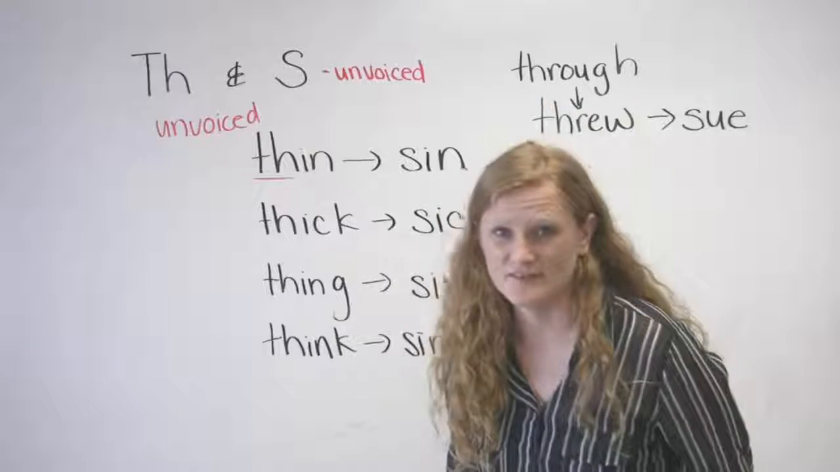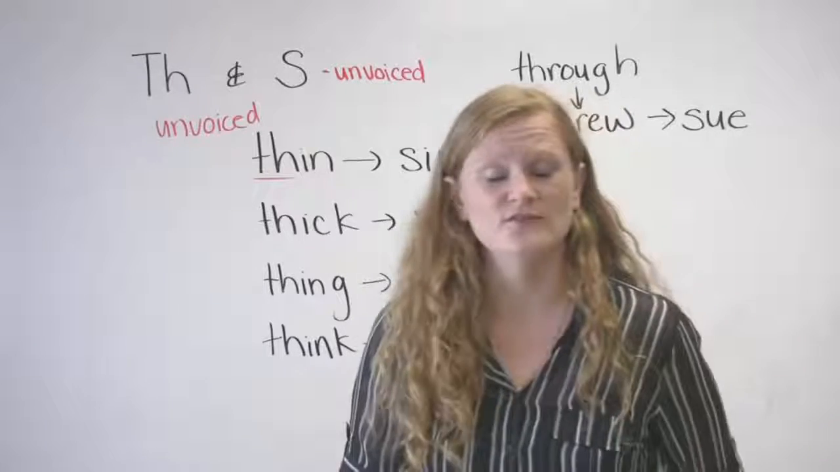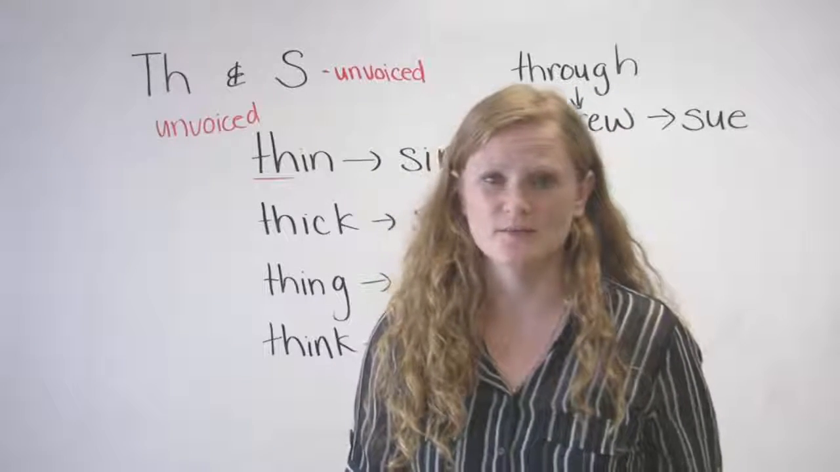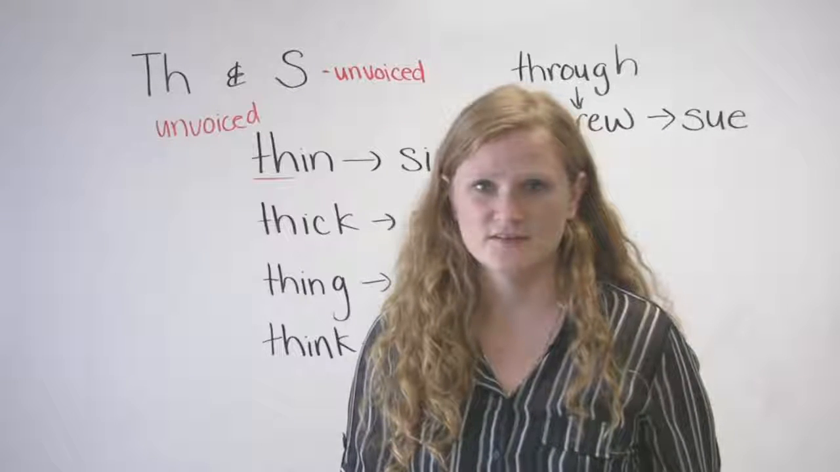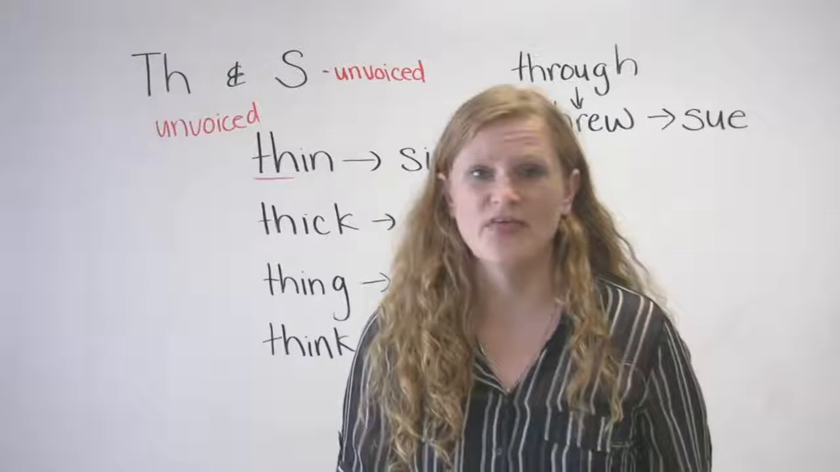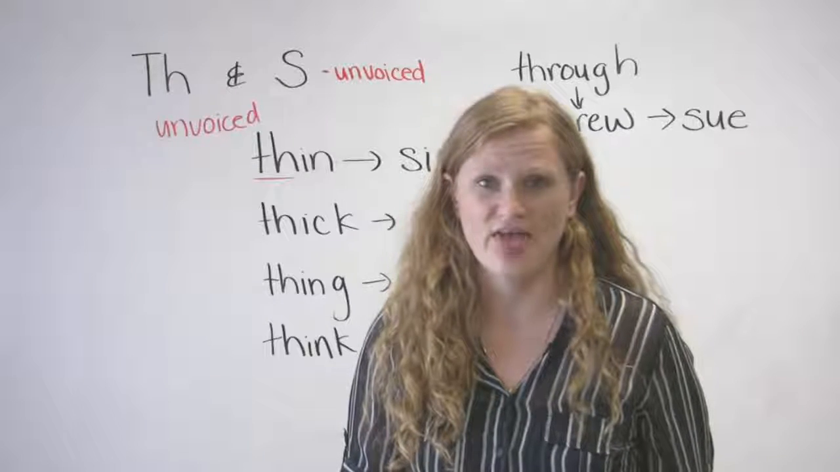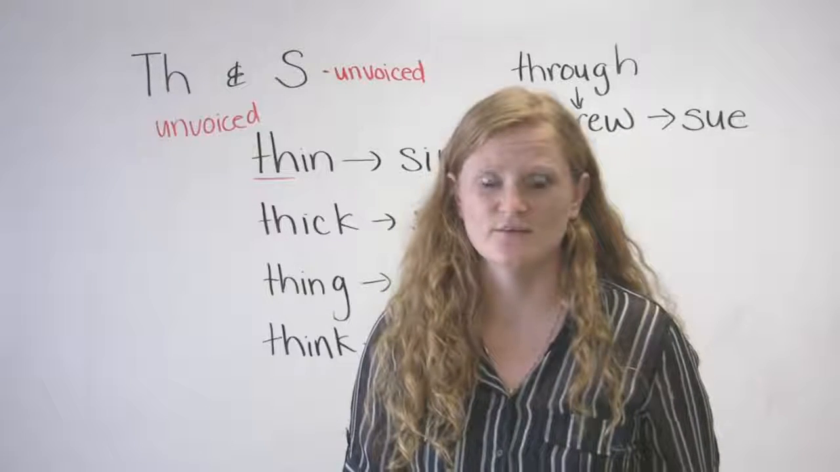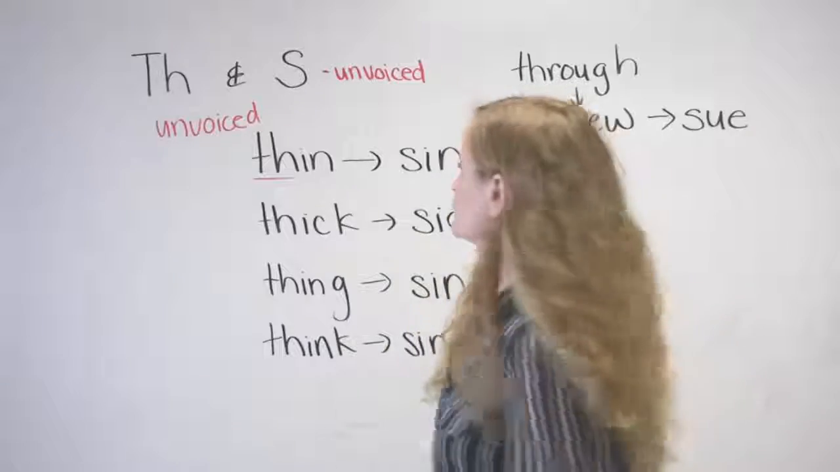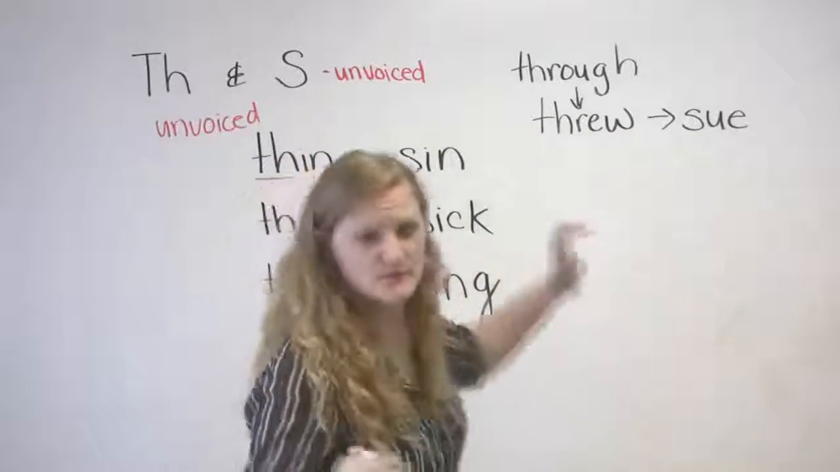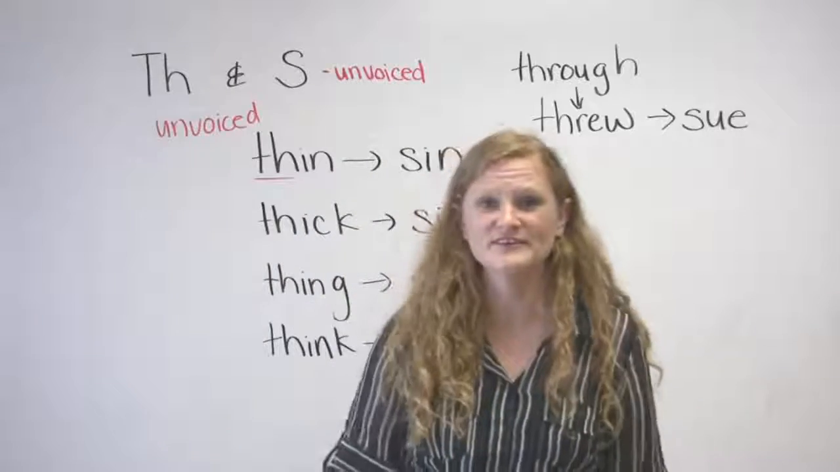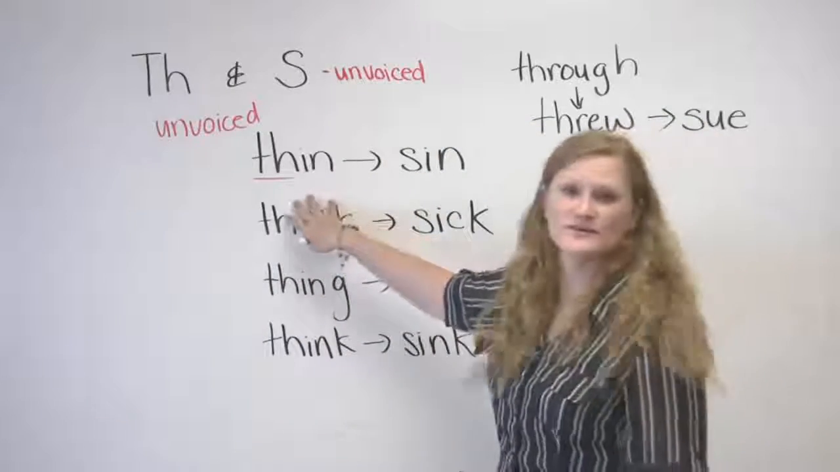When we make the S sound, our tongues do not stick out, they stay in our mouth, and we put the air through our teeth. So the difference is tongue out and tongue inside. To practice the pronunciation differences between the TH and the S, we're going to look at these words.